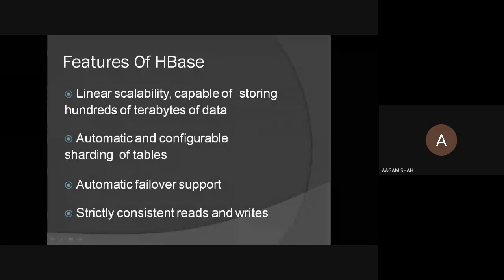So what are the advantages and features of HBase? HBase provides linear scalability, capable of storing hundreds of terabytes of data, that is 1000 GBs of data, and automatic and configurable sharding of tables. Sharding is the process of breaking up large tables into smaller chunks called shards that are spread across multiple servers. A shard is essentially a horizontal data partition that contains a subset of the total dataset.